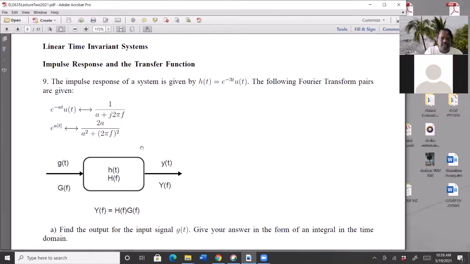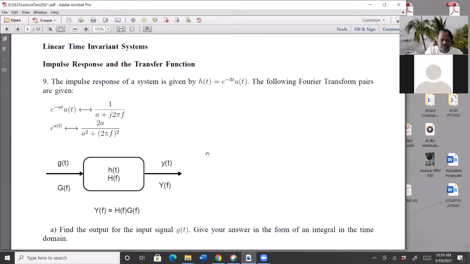The relationship between G(f) and Y(f) is that Y(f) is the product of H(f) times G(f). In other words, the Fourier transform of the output is the transfer function multiplied by the input's Fourier transform. But what is the transfer function? It is the Fourier transform of the impulse response. And the impulse response is what you get when you send an impulse, delta t, at 0. All this is revision from signals and systems.